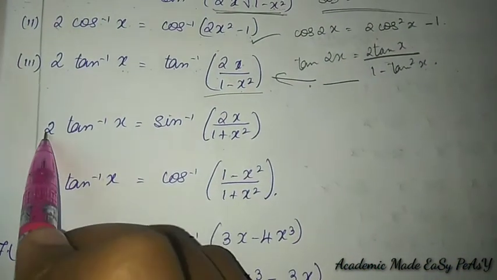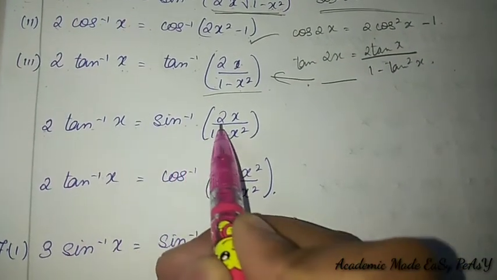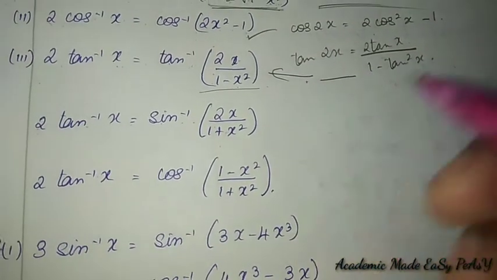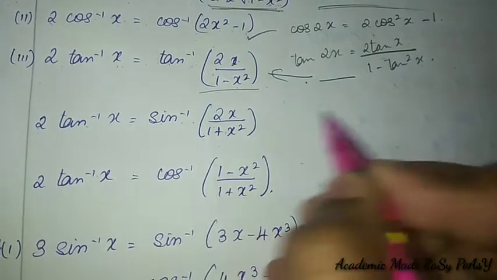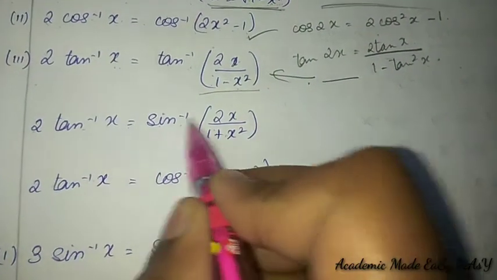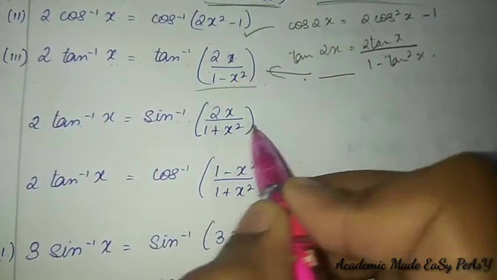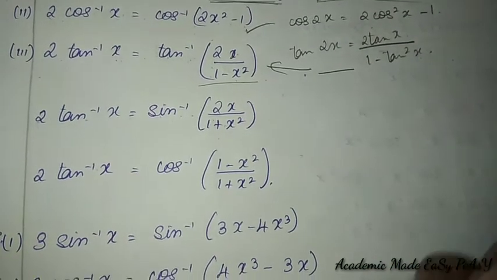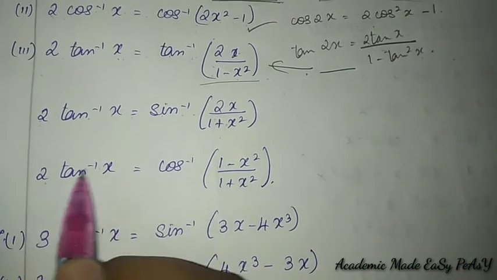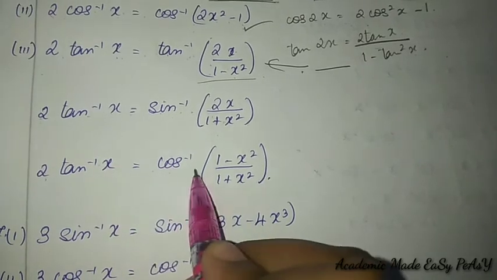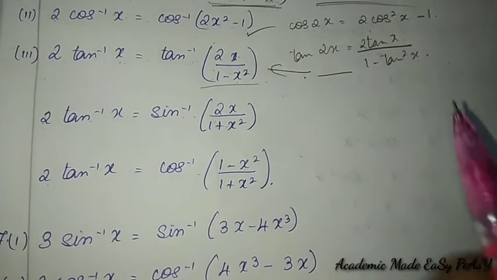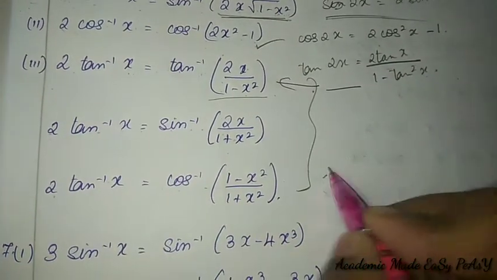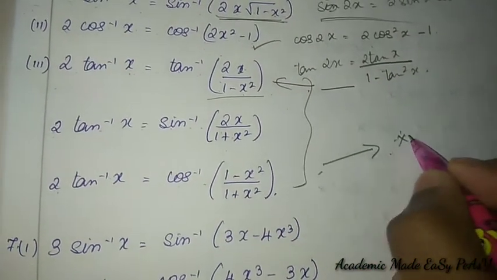And we are writing 2 tan inverse of x in terms of sine inverse. So we already know that 2 tan x divided by 1 plus tan square x. No, that only they have given: sine inverse of 2x divided by 1 plus x square. So next here, 2 tan inverse x is equal to cos inverse of 1 minus x square divided by 1 plus x square. So this is the 6th set of formulas, which is very important.